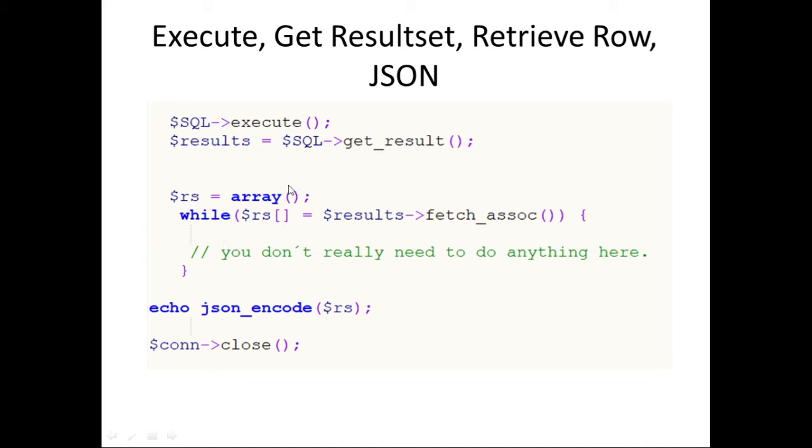Nevertheless, we create an array, we use a loop. Again, this will only actually loop once, then result fetch assoc, so that this will retrieve one row and we store the row inside the array. Then after that, the contents of the array is converted to its JSON string format. Then we close the connection.